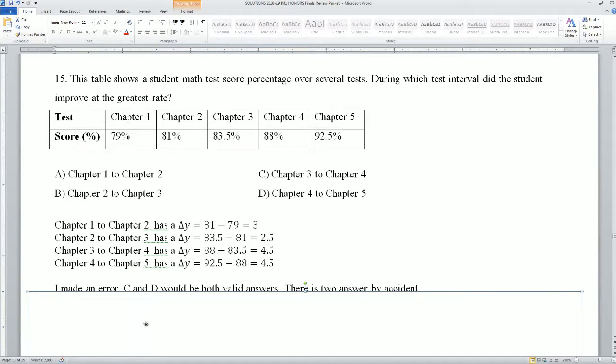I made an error here. C and D both have the same delta y of 4.5, so both of them are valid answers. So there are two answers by accident. In reality, there should only be one. From the third to the fourth chapter, you made an improvement of 4.5%. From the fourth to the fifth, you made a 4.5% increase also. So you see the change is the same. That's your greatest rate of change. Both answers, C and D, would be valid. So there you go. That is your solution for the third part of the test review.